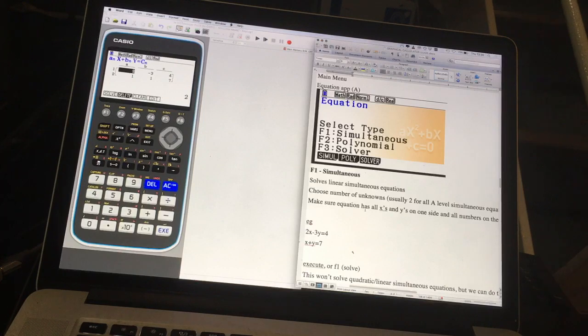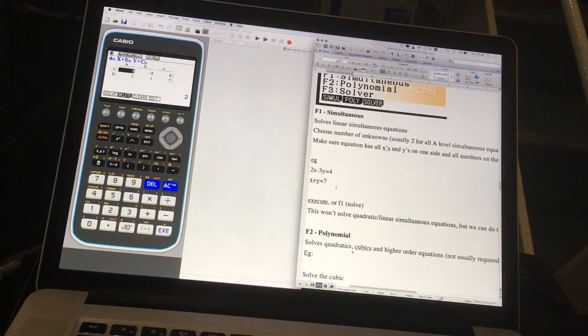So I've got an example on the sheet. I would like you guys to try this. So I've got two simultaneous equations there. Can you type them in? I've already put it all on one side for you, so it should be pretty straightforward. Could you guys try to solve those? Oh, mine's already done for me. Brilliant.